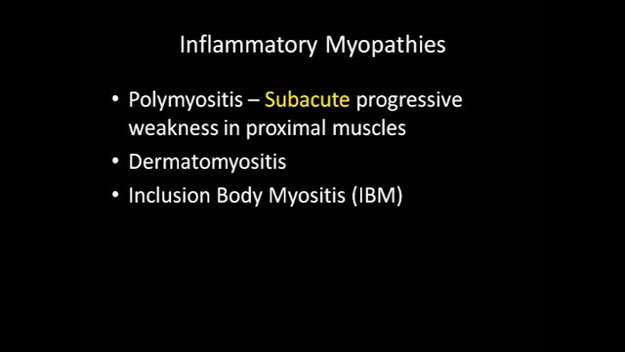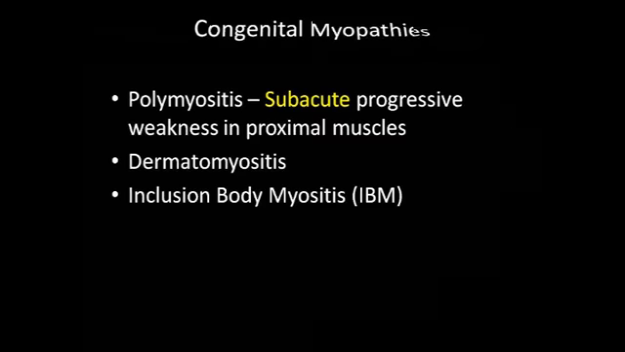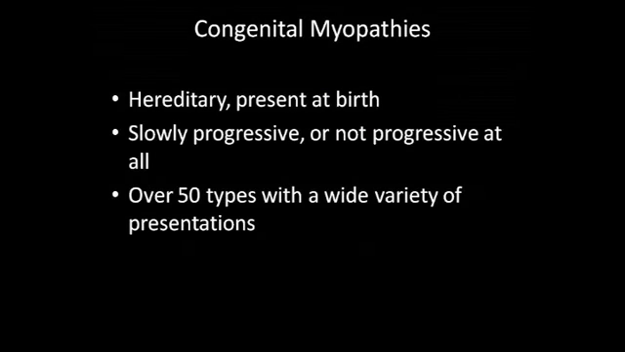Okay, just so that you know the other categories of muscle diseases, which we won't talk about, one of them is congenital myopathies. And there are well over 50 types of congenital myopathies, which we just won't go into because it's very uncommon. But again, these are hereditary, generally present at birth, and these can be slowly progressive or not progressive at all.